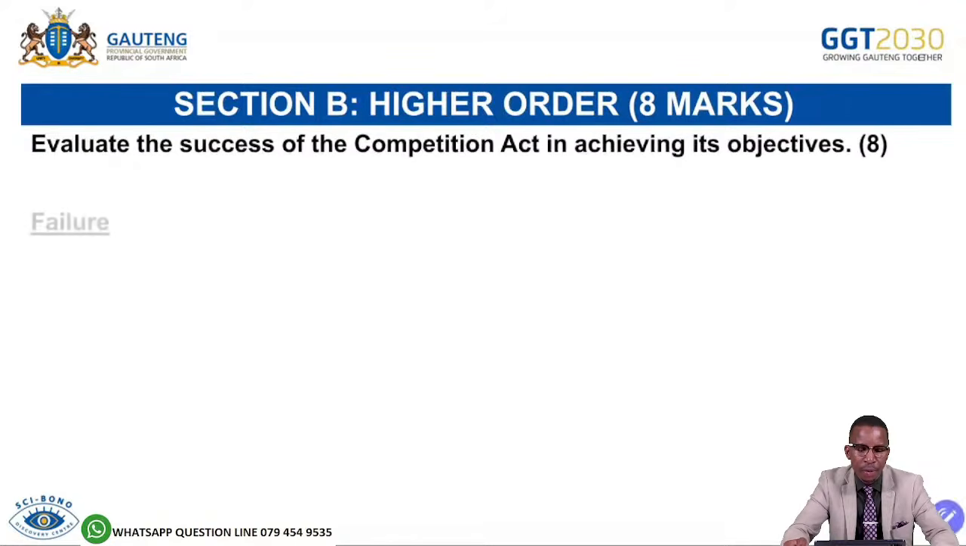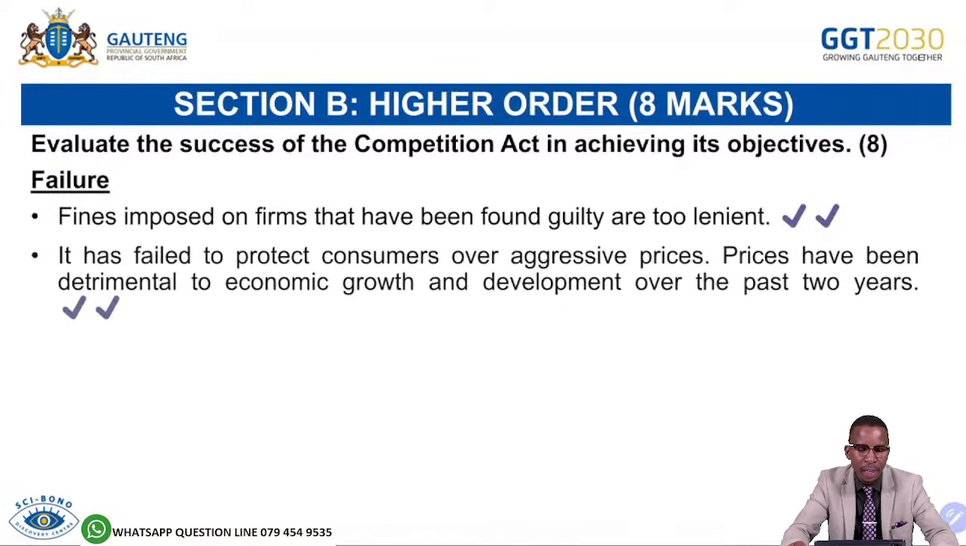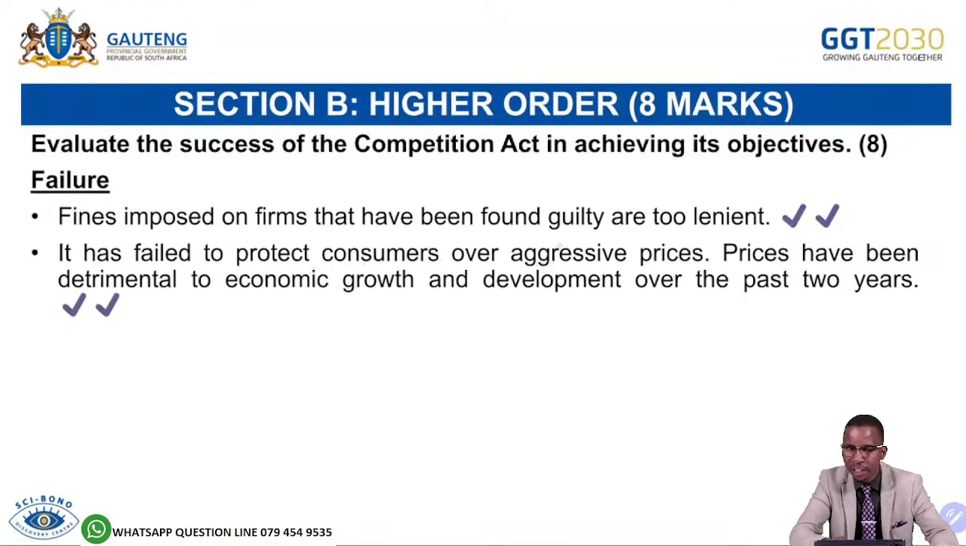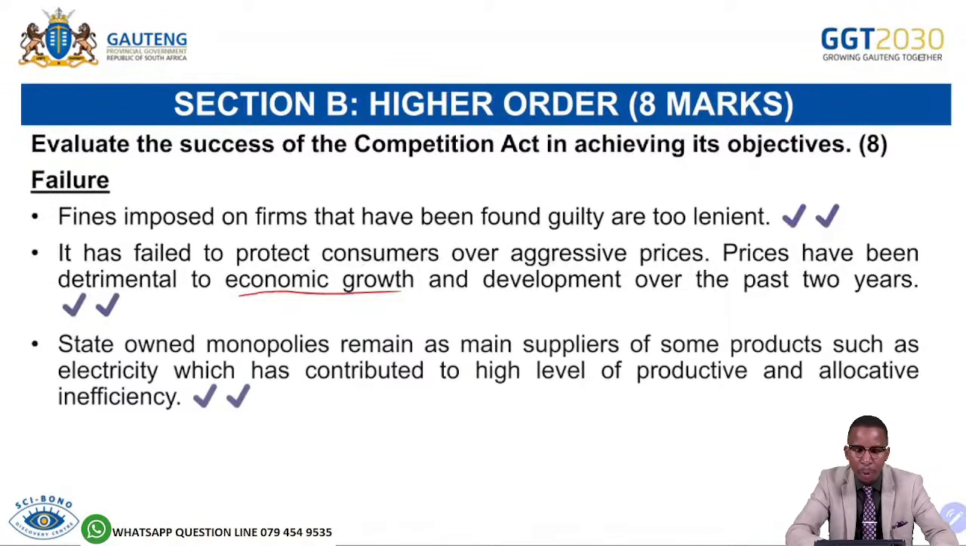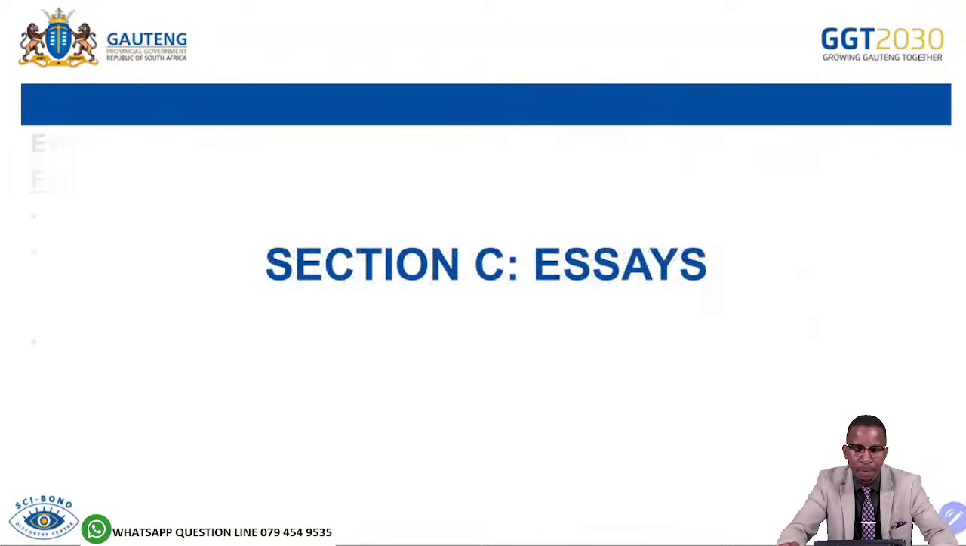And then we continue. The failure. Fines imposed on firms that have been found guilty have been too lenient, which allows them to continue. It has failed to protect consumers over aggressive prices. Prices have been detrimental to economic growth and development over the past 2 years. State-owned monopolies remain the main suppliers of some products, such as electricity, which has contributed to a high level of productive and allocative inefficiency in the economy.